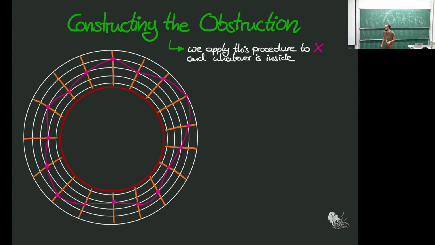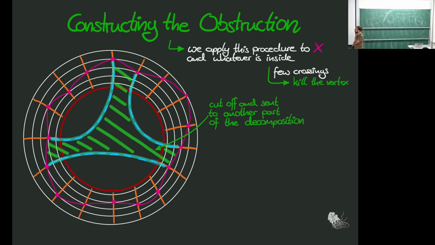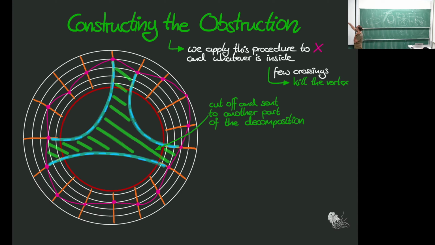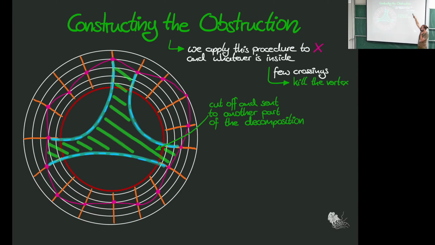So going back to my construction from before, I use this procedure on the pink curve and thereby find these nice separating areas. Here will be my crosses, and there's the stuff inside. So what could happen is that I only have few crossings. If I only have few crossings, then I kill the vortex. I just delete all of these separating sets, and whatever sits here and whatever sits inside here is just sent deeper down into my tree decomposition.